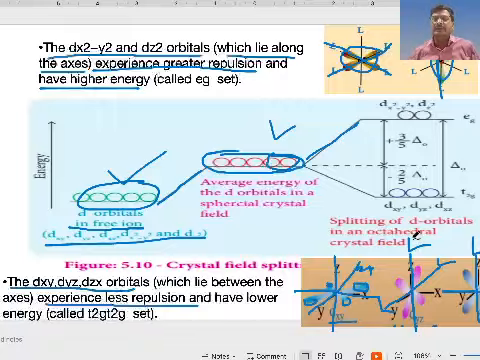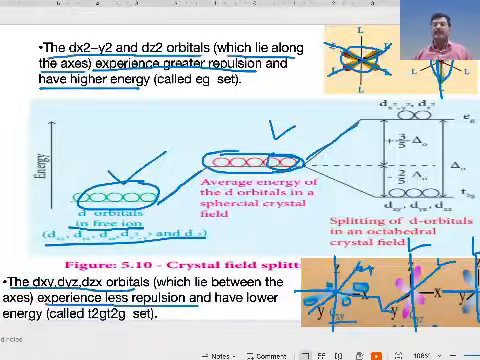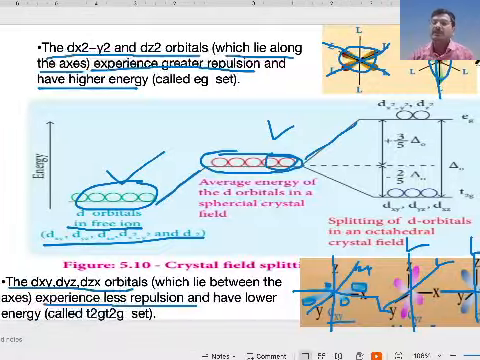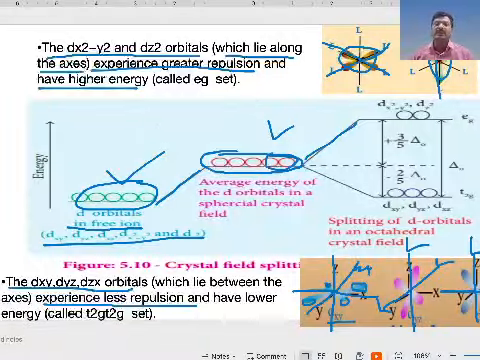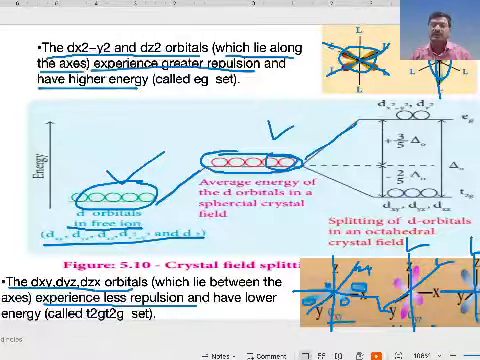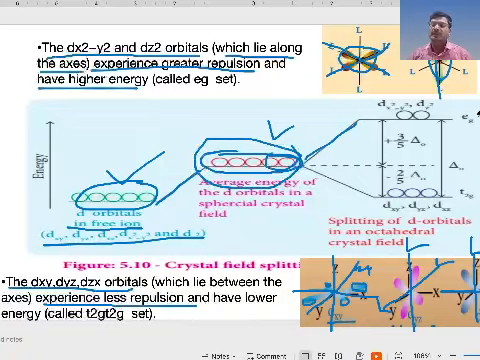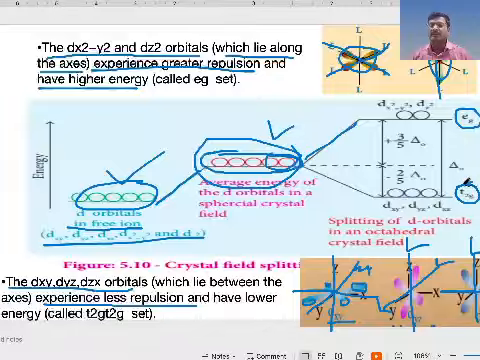Like that, in the case of octahedral splitting, these two orbitals get more repulsion, so they move into higher energy, and these three orbitals get less repulsion and move into lower energy. That means when a total of 6 ligands are attached to the central metal ion, the 5 degenerate orbitals split into two energy levels. One energy level is called Eg, another is called T2g. Eg is the higher energy level, containing 2 orbitals, and T2g is the lower energy level, containing 3 orbitals.